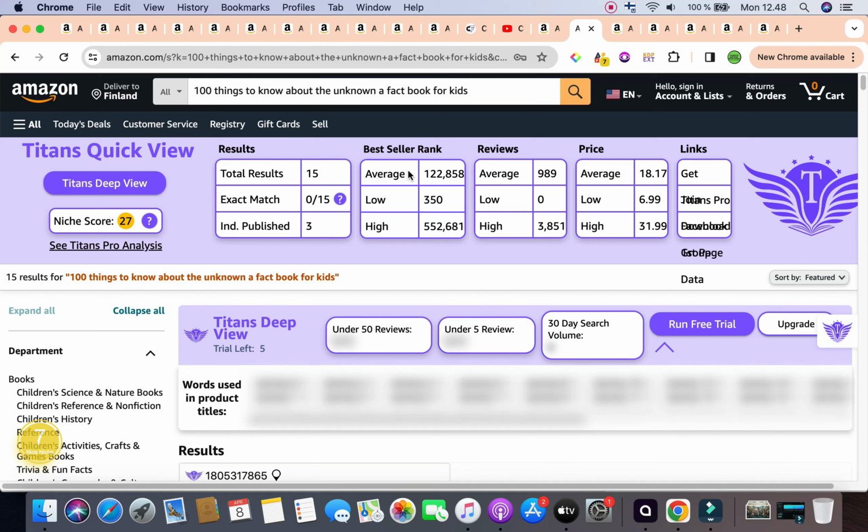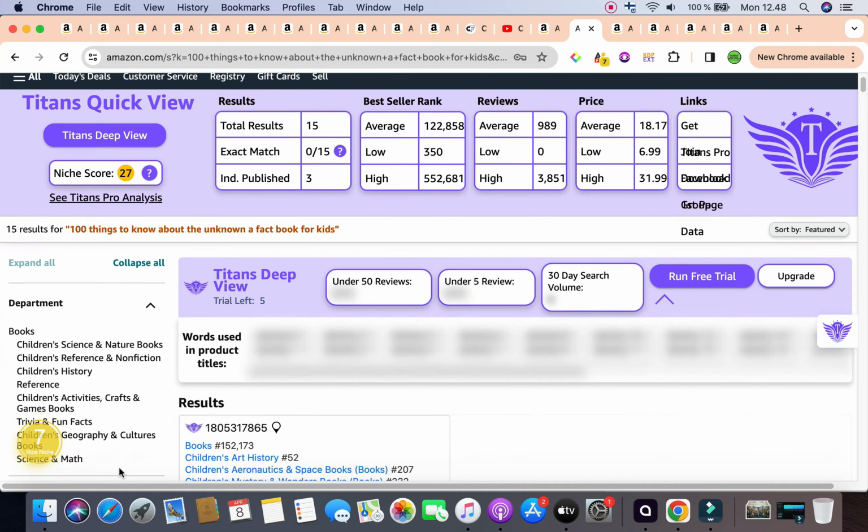And it averages 122,858. Average reviews 989. Average price is $18.17. Really good keyword niche scored by Amazon Scout Pro of number 7, categorizing this as a nice niche.